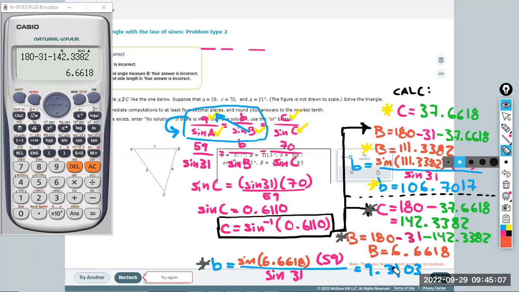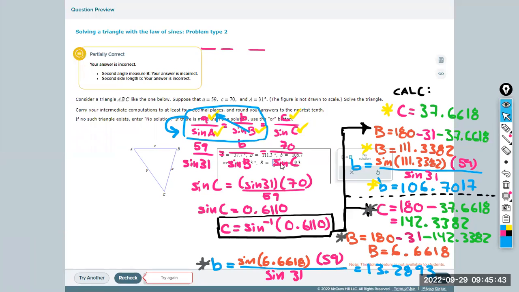So I'm gonna do the calculation for side B again. It is sine of 6.6618, close parentheses, times 59 divided by sine of 31, close parentheses. I think I'm gonna have it correct this time. 13.2893. So this guy over here is going to change. This is not 4, it is 6.7. And side B is 13.3.